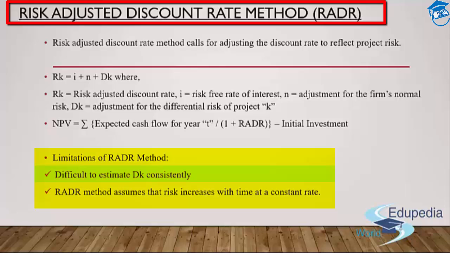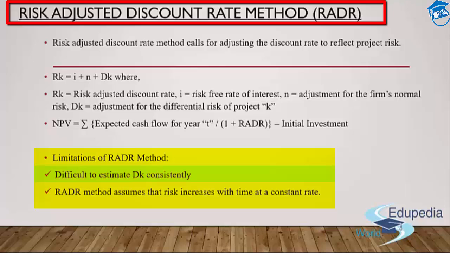They'll go through some analysis, and finally they'll take up one such figure which will be based on their judgment. This is something that we'll be assuming. You can't get the exact figure of it. All you'll be doing is bringing onto the paper a figure which is based on some perceptions and assumptions. So it is very, very difficult to estimate DK consistently.